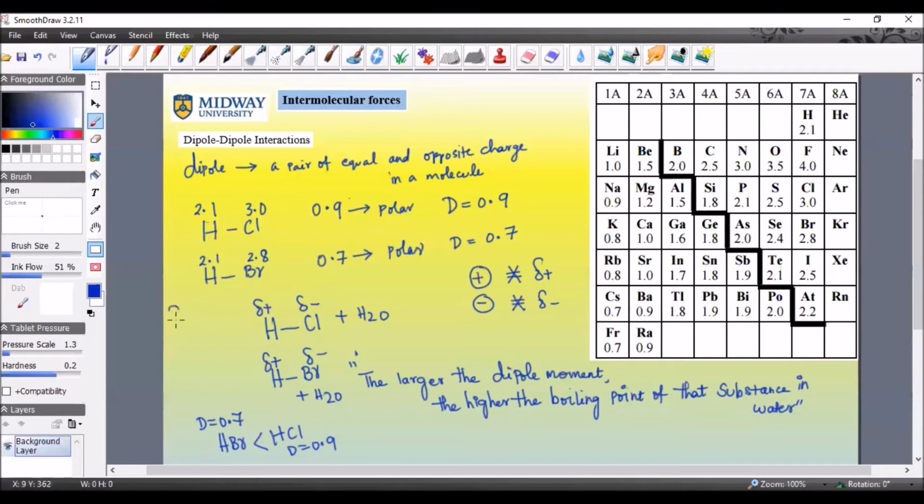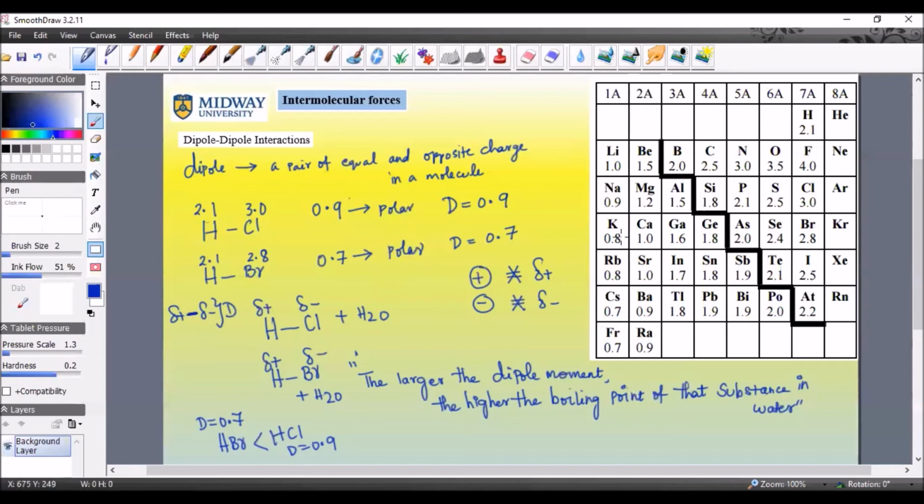This partial positive and partial negative is what is usually referred to as a dipole. As I've written here, a pair of equal and opposite charge in a molecule. They're equal, 1 plus, 1 minus, and then opposite charge, they're plus and minus. So if you have this combination, this is usually referred to as a dipole. And one way you can get the dipole moment is through the electronegativity table.